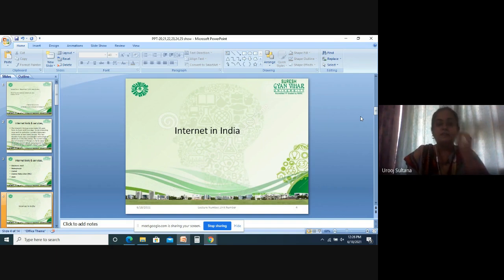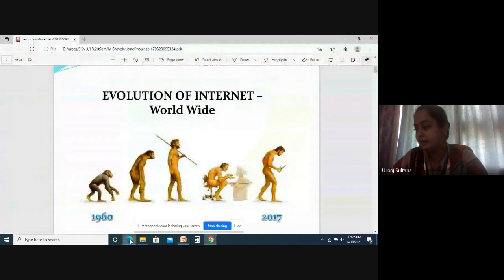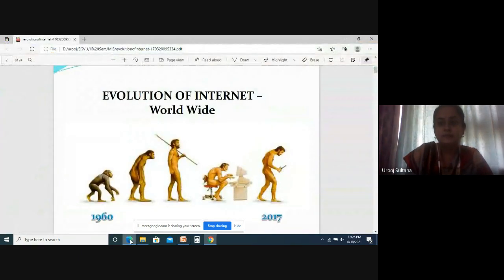Firstly, I want to show the evolution of internet in Indian history. Basically, let me show the thing here. Yes, evolution of internet worldwide.